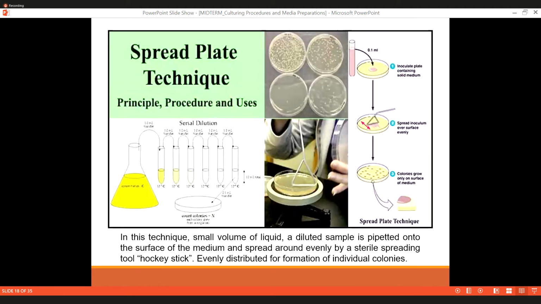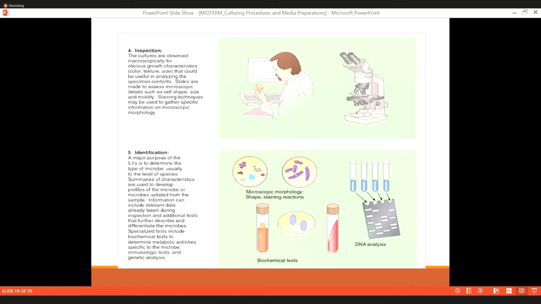We can also use serial dilution, class, as a spread plate technique. It's still the same: each specific test tube has a specific petri dish with nutrient media. Then you use the hockey stick to spread out the sample evenly, then incubate, then observe. So we are done with inoculation, incubation, and then isolation. So next is inspection.